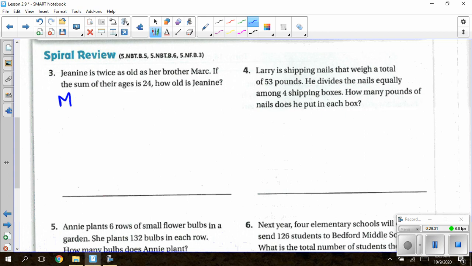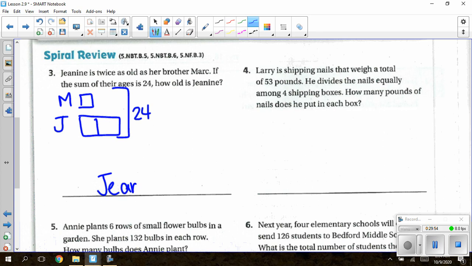So Mark would have 1 box. Janine would have 2 boxes since she's twice as old. And they have a combined age of 24. So then set up your division problem. You would take your 24 divided by your 3 boxes, and then I need how old Janine is for the final answer. Remember, you are going to multiply the quotient times the number of boxes.